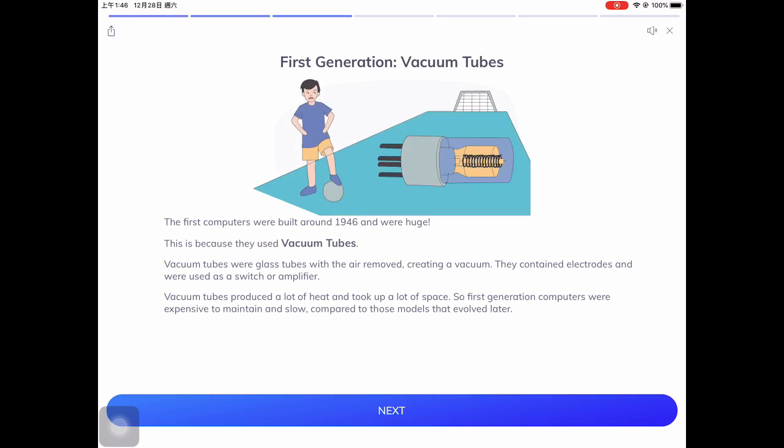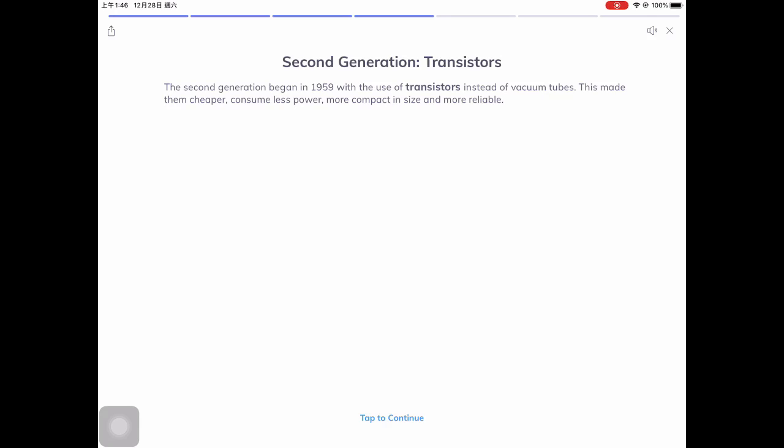Vacuum tubes produced a lot of heat and took up a lot of space. So first-generation computers were expensive to maintain and slow, compared to those models that evolved later. The second generation began in 1959 with the use of transistors instead of vacuum tubes. This made them cheaper, consume less power, more compact in size and more reliable.